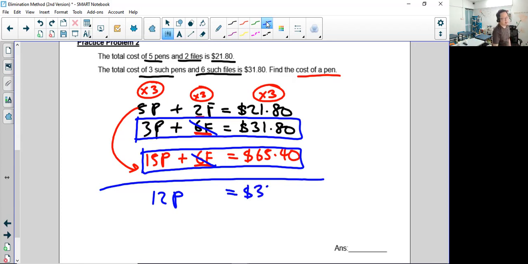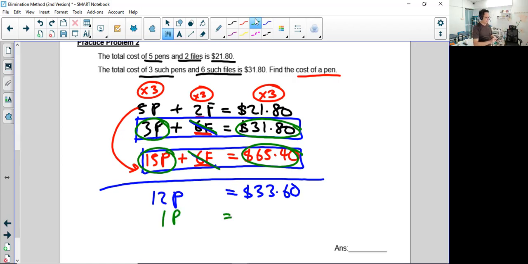So you are taking the bottom statement and you minus the top statement. Okay, so one more time. You take 6 minus 6, bottom minus top statement. Then you take the money, bottom statement minus the top statement also. And then take the 15 minus 3, and you get 12 pens. So can you find how much is 1 pen? So $33.60 divided by 12, and you will still get $2.80.